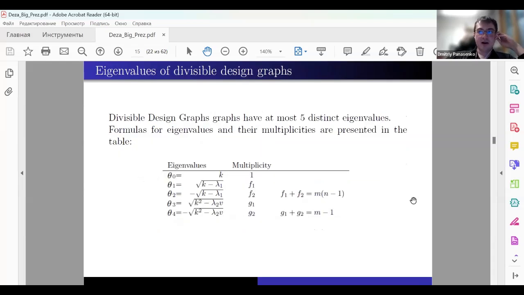And of course, one other nice property of DDGs is that they have at most 5 distinct eigenvalues. I will not be reading them out, but you can see them on the slides. All eigenvalues can be calculated from the parameters. Multiplicities can, in some cases, be directly calculated, but not in all cases. So, for example, we can have divisible design graphs with the same parameters, the same eigenvalues, but different multiplicities for these eigenvalues. It is possible.